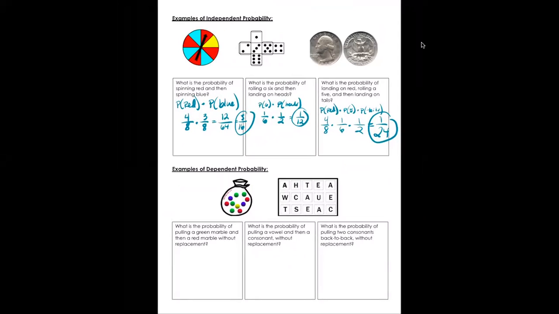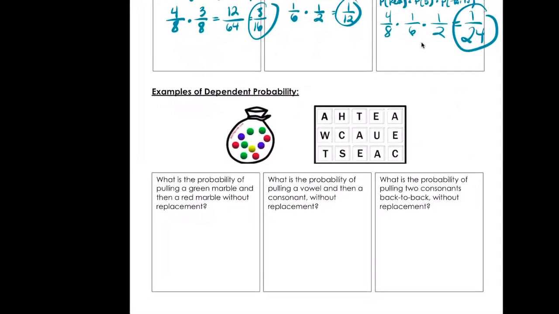Here we have a bag of marbles, and then we have a box of, you know, you ever played Scrabble, you got the letters and you reach in the bag, you don't know what letters you're gonna have. So pretend that's a bag of Scrabble and those are the letters that's in the bag, okay? So for the first example, they're saying, what is the probability of pulling a green marble and then a red marble without replacement?